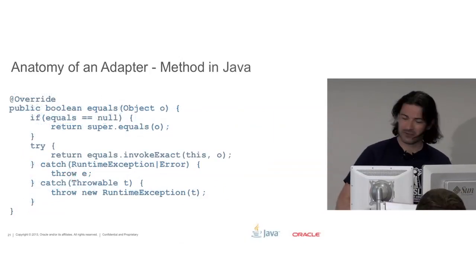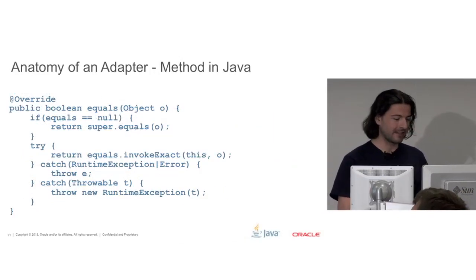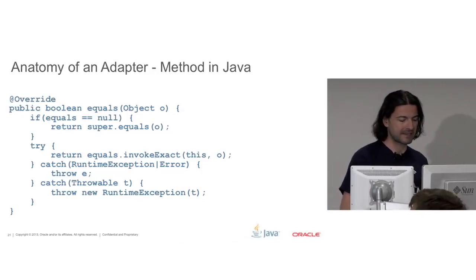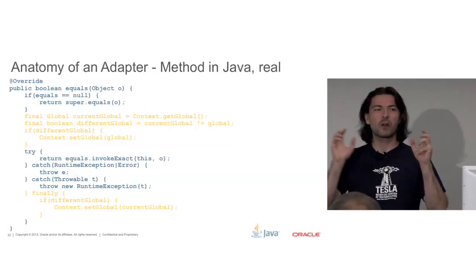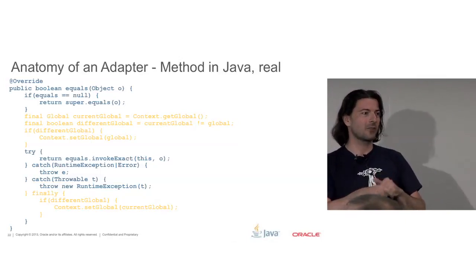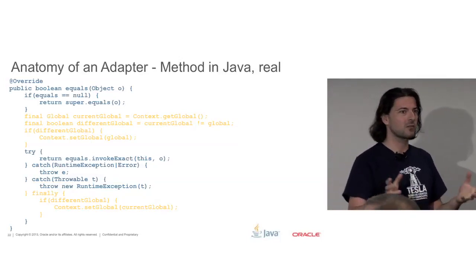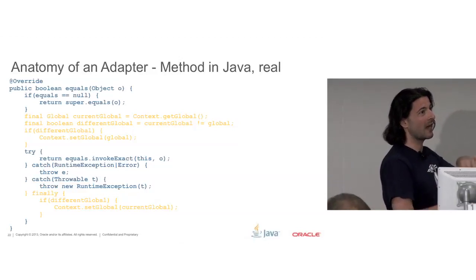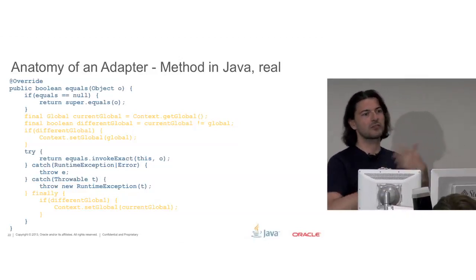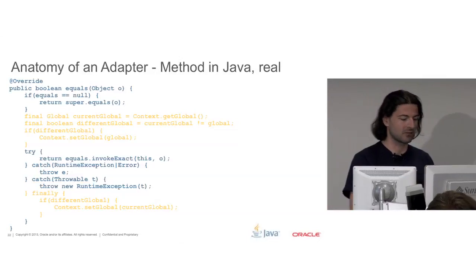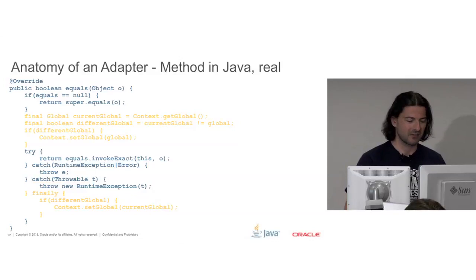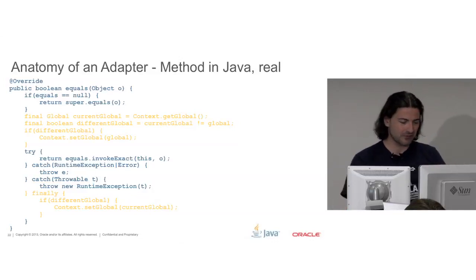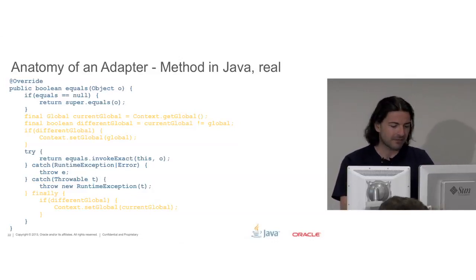Again, in Java, this would normally look like this. If your method handler field is not null, just go to super. Otherwise, just do an invoke exact on your actual thing. Of course, it's more complicated because we have this whole context object thing, which might exist in your language or not. So we need code that checks whether this context is the same as when it was created. If not, temporarily switch to the new one, and then in the finally block restore the previous one. Again, these are tedious details that you don't really want to pay a lot of attention to, but unfortunately sometimes you just have to.